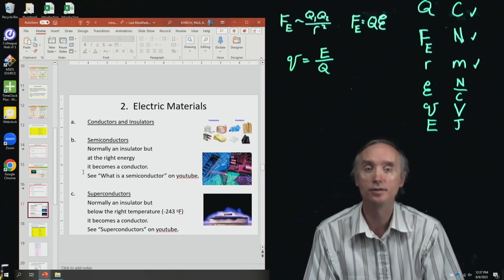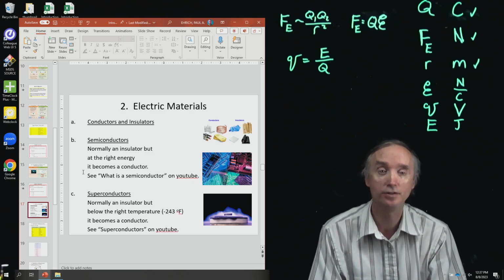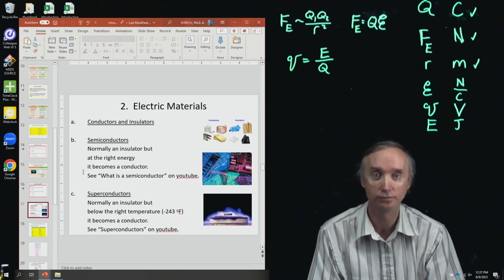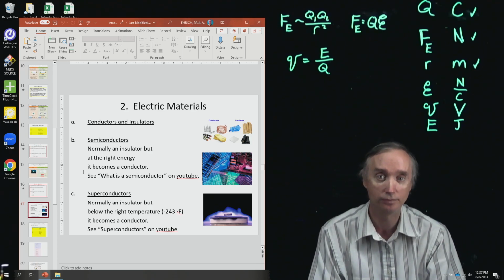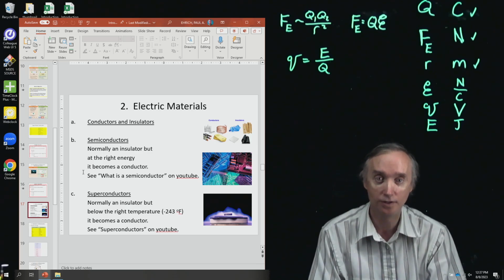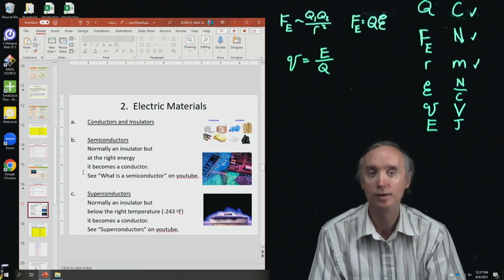So here are some definitions that you need to know for the exam. You need to know what a conductor is and give me an example of a conductor. Know what an insulator does and then give me an example of an insulator. Okay, then know what a semiconductor is and what would be an application of a semiconductor.